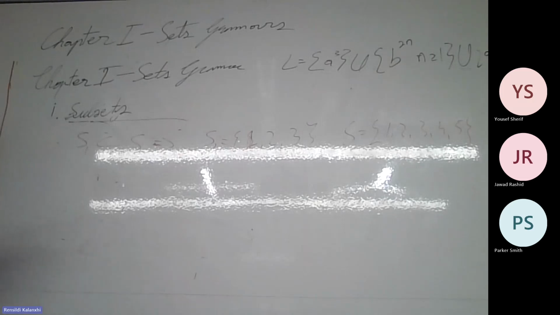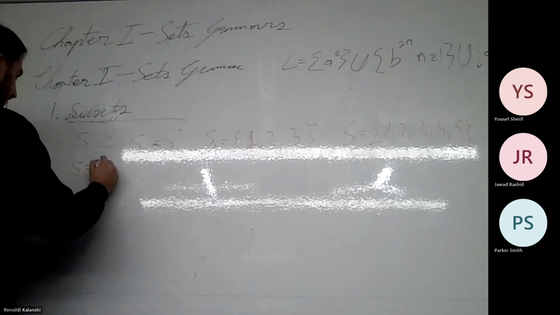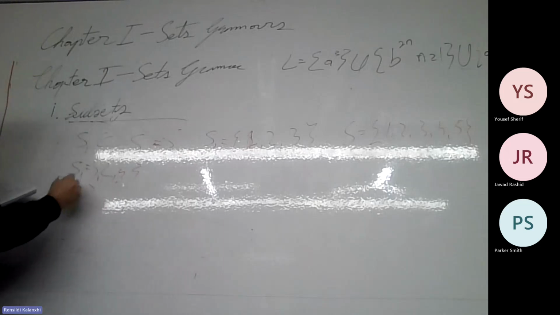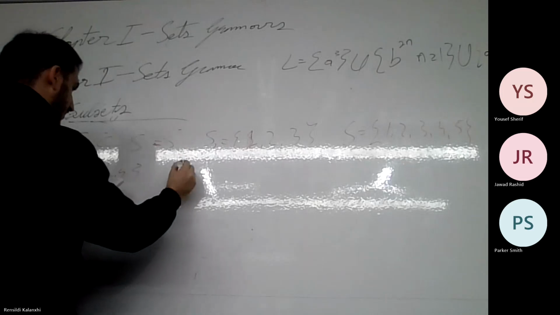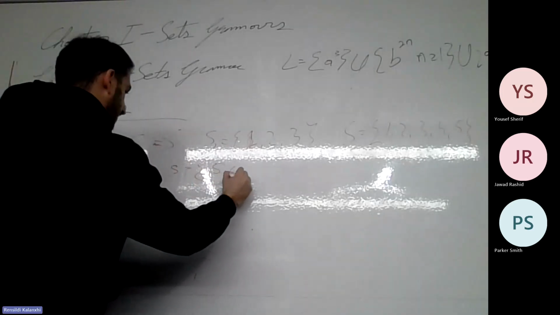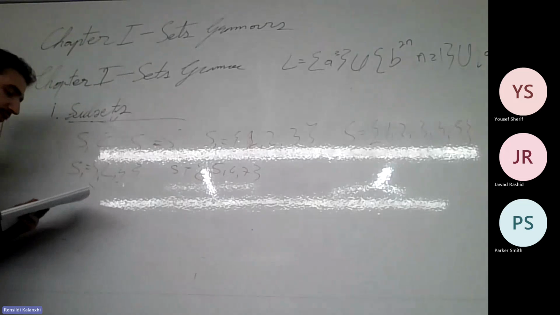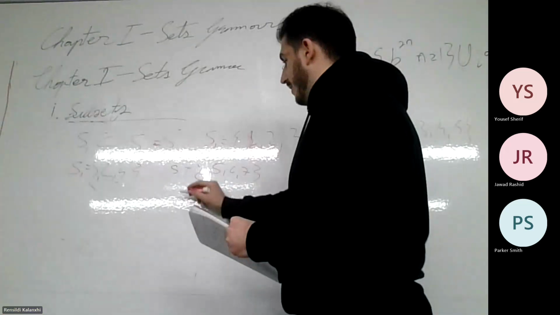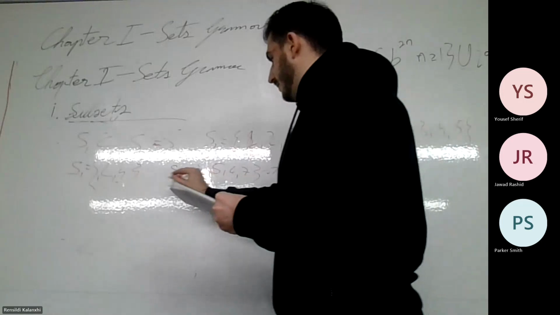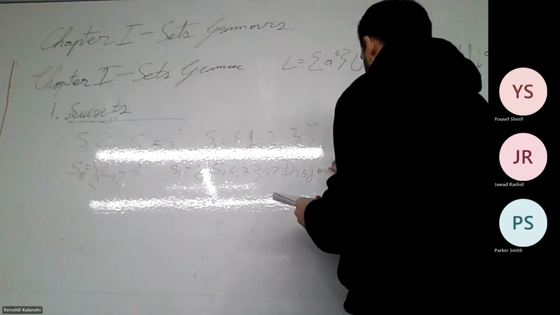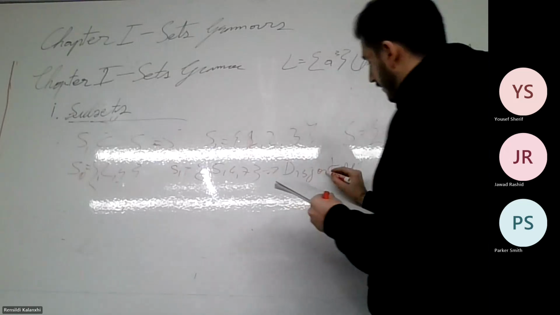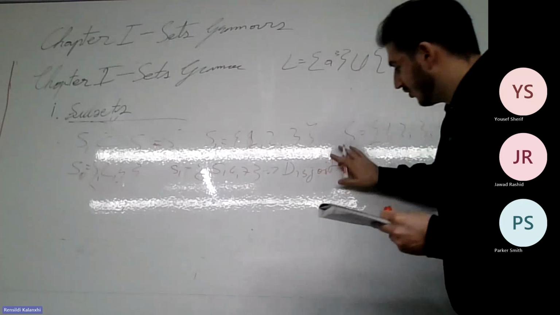There's also a disjoint set, where there are no common elements. So let's say S1 has 2 and 4, and then S has 5, 6, and 7. So these are disjoint. This is a disjoint set.